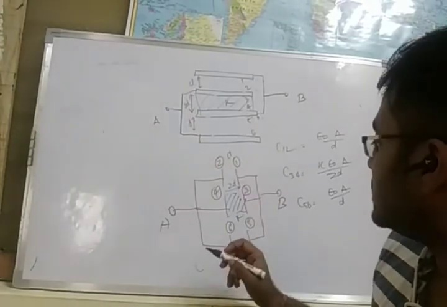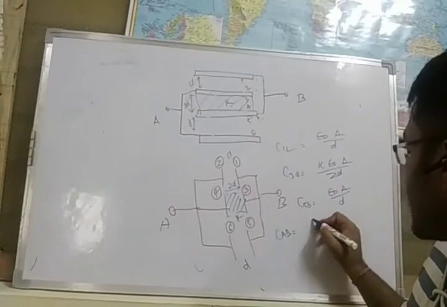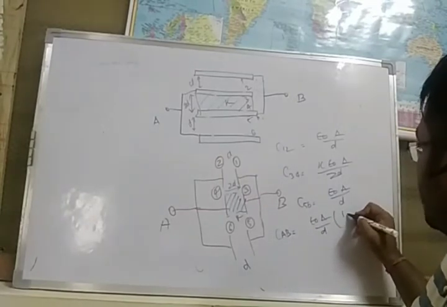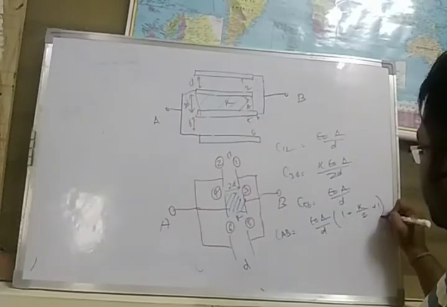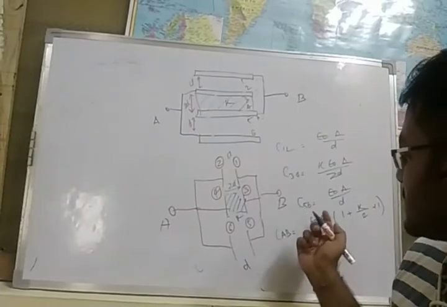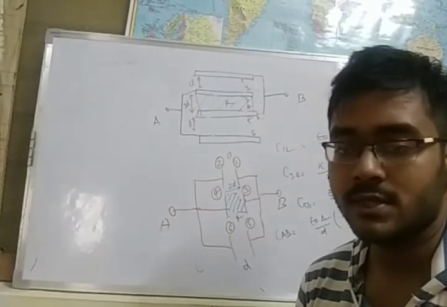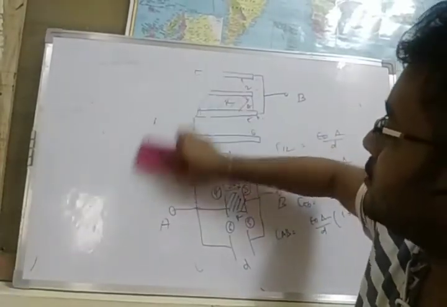Now, what is the equivalent capacitance, CAB? Just add them. Epsilon naught A by D will be common. 1 plus K by 2 plus 1. So (2 plus K by 2) into epsilon naught A by D. So this is how we will approach these kinds of problems. Let me show you one more configuration, then it will be crystal clear.